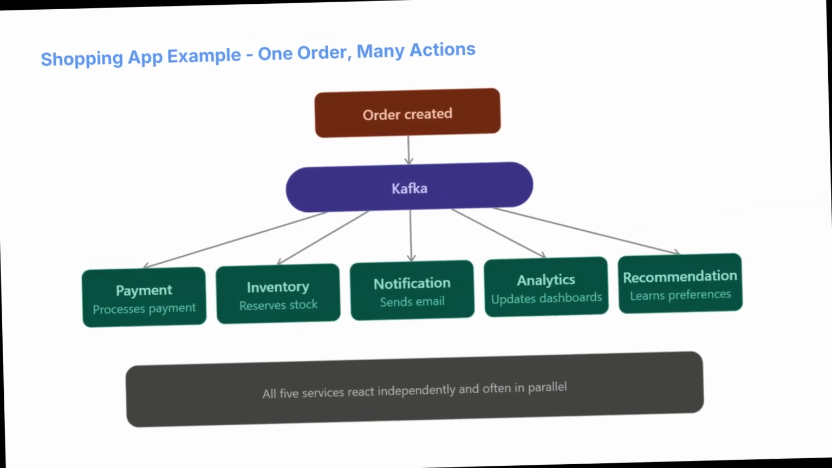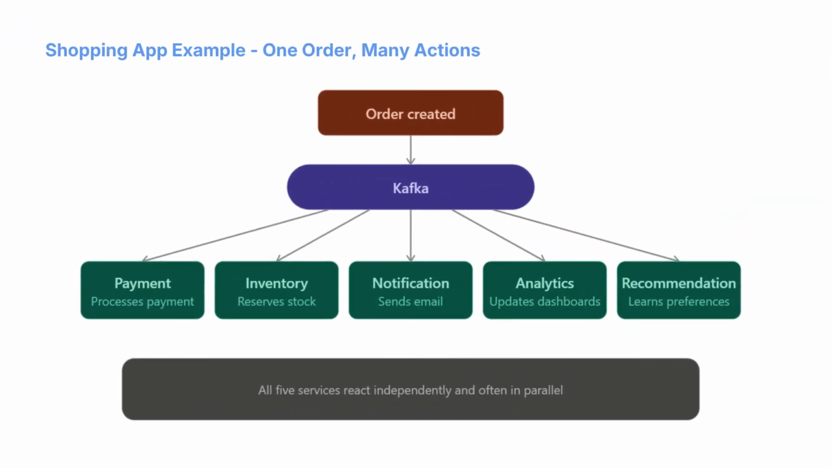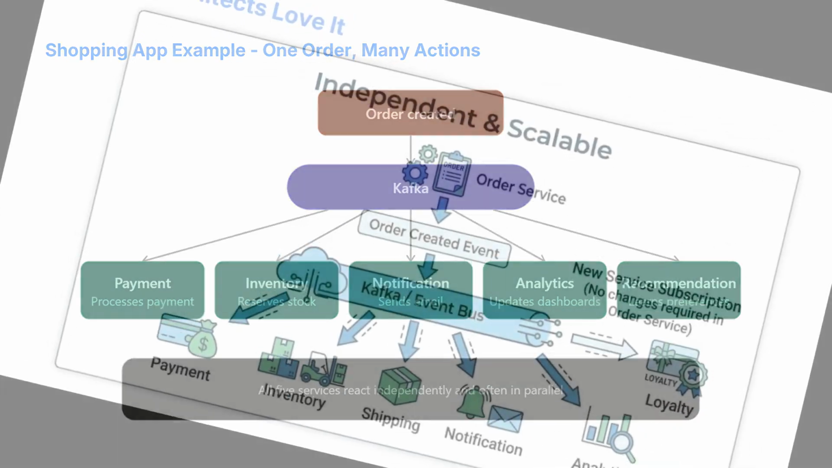Let's use our shopping app. A customer places an order. The order service publishes an order-created event. The payment service starts payment processing. Inventory reserves stock. Notification sends a confirmation email. Analytics updates sales dashboards. Recommendation service learns about customer preferences. All of this happens independently and often in parallel.